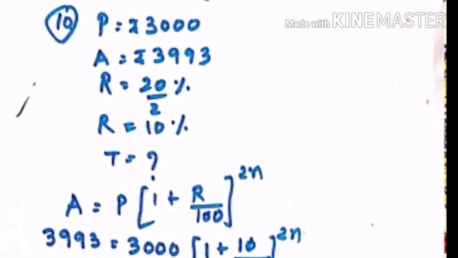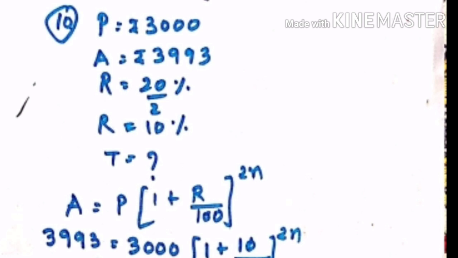Now place the formula: A is equal to P in the bracket 1 plus R by 100, power 2n. Why did I write 2n here? Because I want to calculate time, and it is given semi-annually, so I have to write 2n. And students, I am not writing R by 200 here because I have already divided the rate by 2. It means I have already taken the half yearly rate, 10%. So again in the formula I will not write R by 200. Take care.